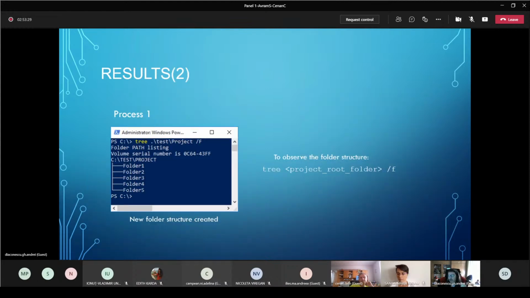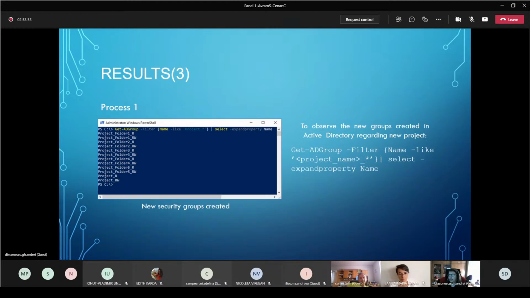Okay. For process one, to check if our application does the right things, you can run this command on the project root folder, and it will display the structure. As you see, test project and subfolders folder 1, 2, 3, 4, 5. To check if the groups were created in Active Directory, you can run this PowerShell command and filter by name to start with your project name.